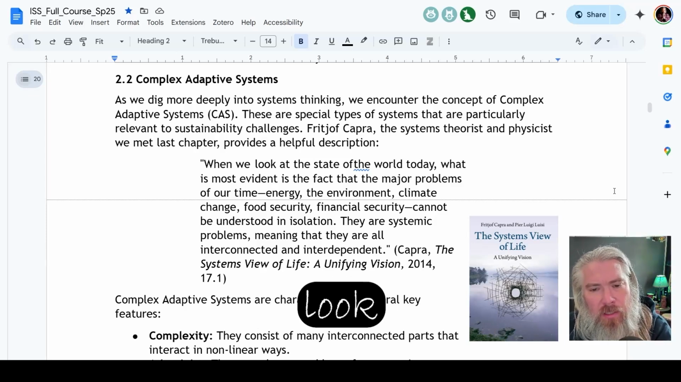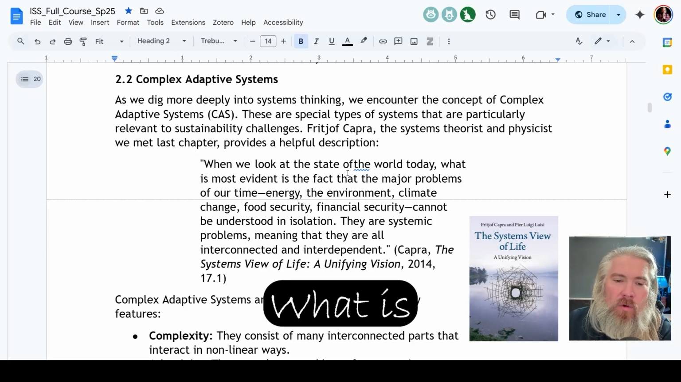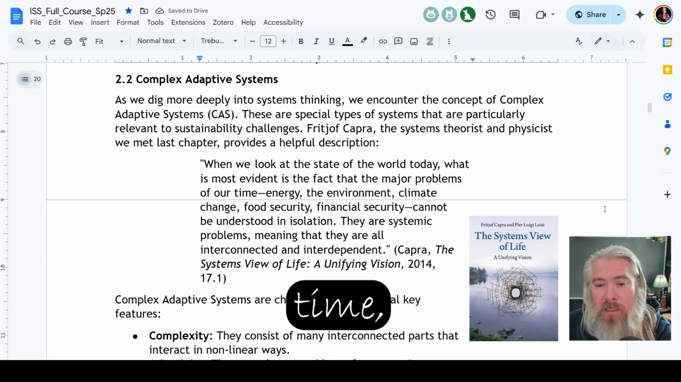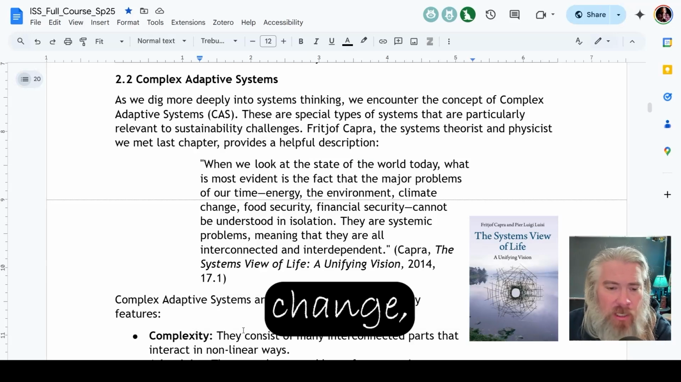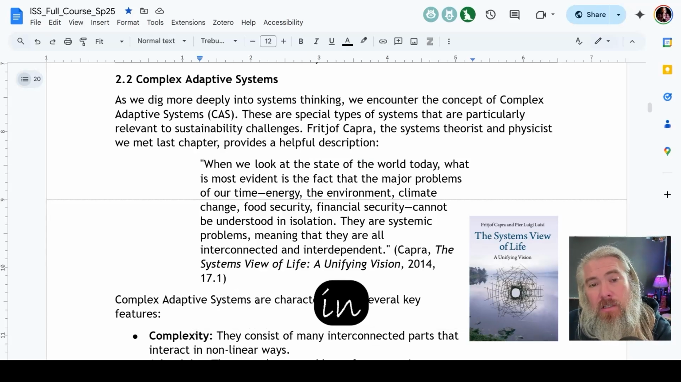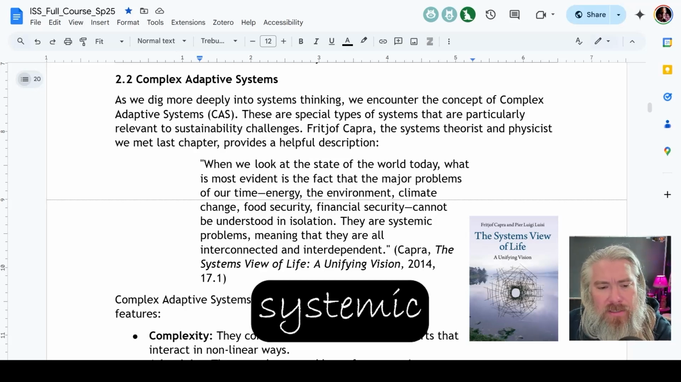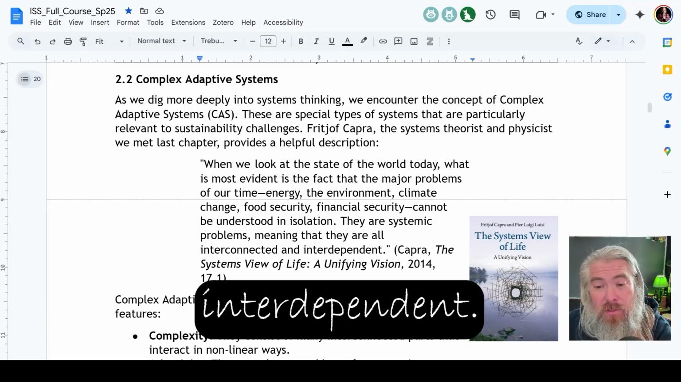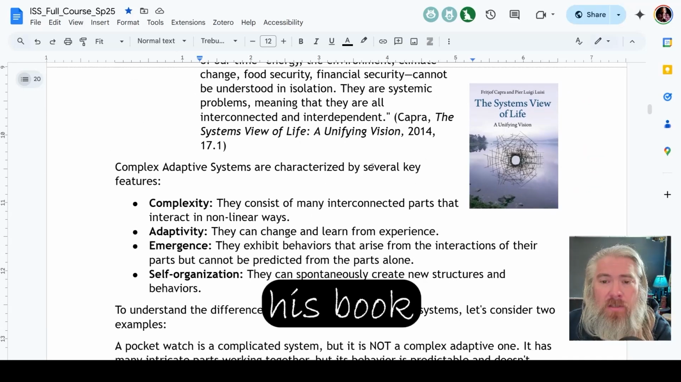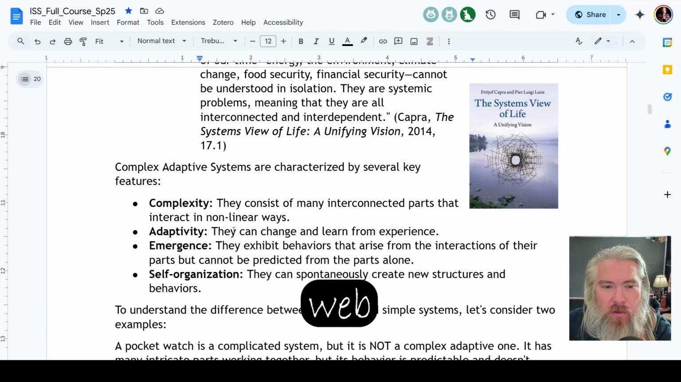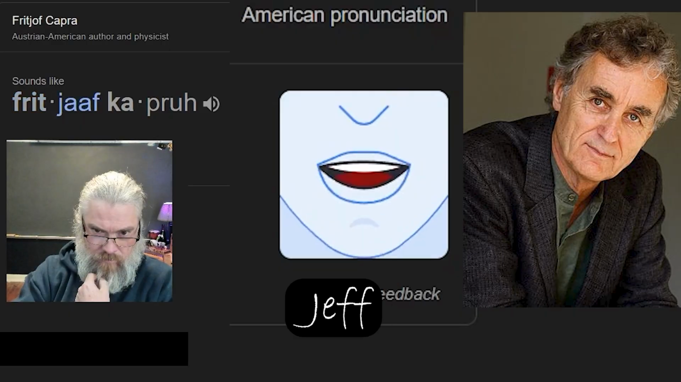Quote, "When we look at the state of the world today, what is most relevant is the fact that the major problems of our time, energy, the environment, climate change, food security, financial security, etc., cannot be understood in isolation. They are systemic problems, meaning that they are all interconnected and interdependent." This is from his book, The Systems View of Life, which contains a spider web there on the cover. Fritjof Capra.